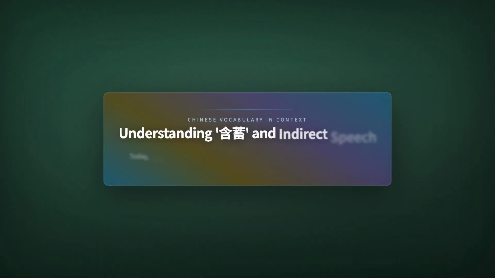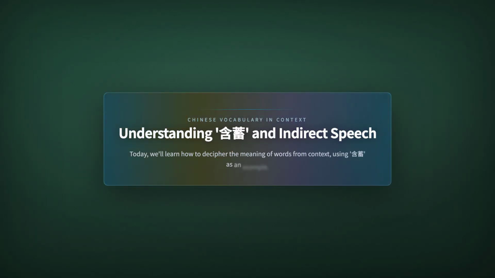In this lesson, we're tackling a vocabulary comprehension question from Chinese. Our goal is to determine the meaning of the word in the given sentence, which is a common exam item where context clues are essential.